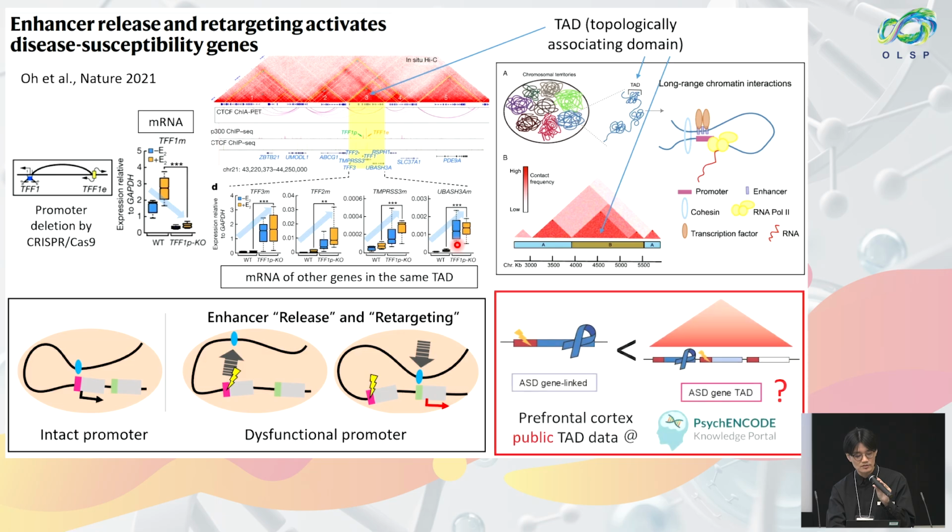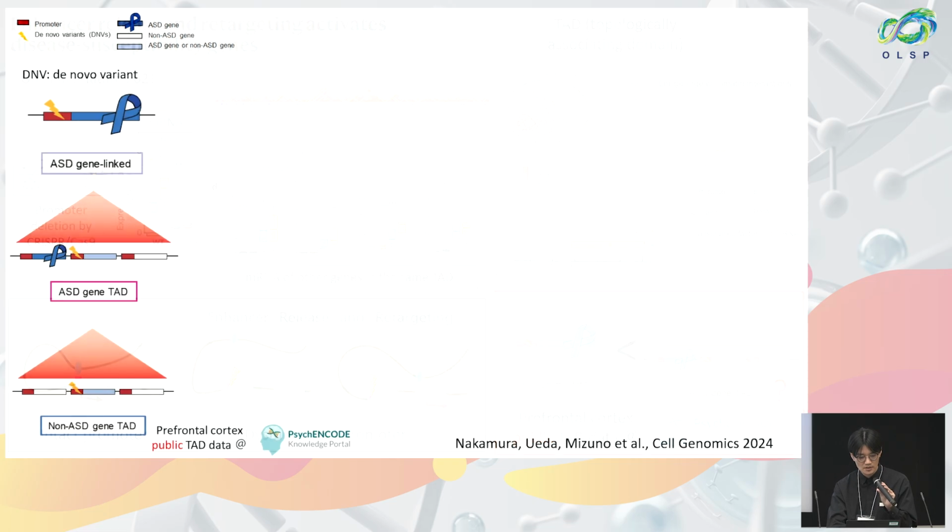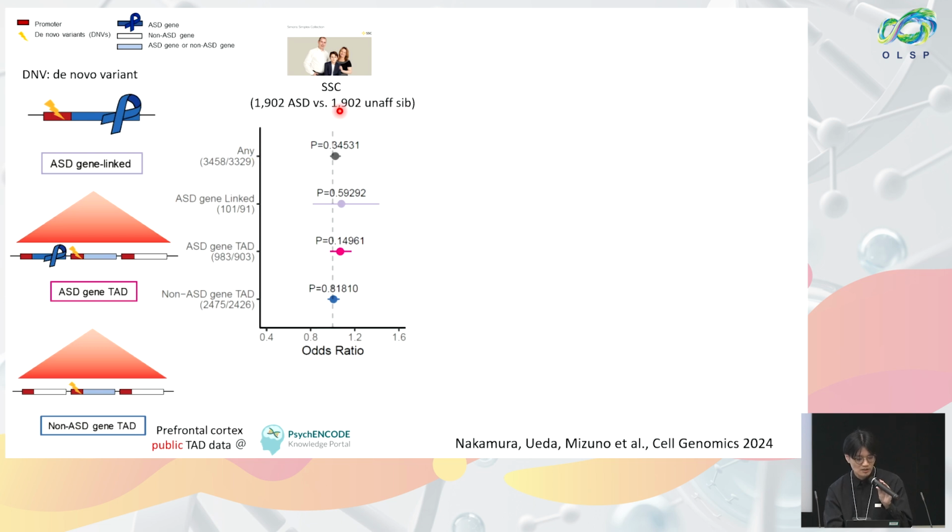So according to this, we hypothesized that not only the ASD gene linked promoter variants, but also promoter mutations in TADs containing ASD genes may confer the risk of ASD. So we tested this hypothesis by using public TAD data of prefrontal cortex from PsychENCODE, by stratifying de novo variants into these three types. And in the reanalysis of published data, we observed some trend of enrichment of ASD gene TAD promoter variants.